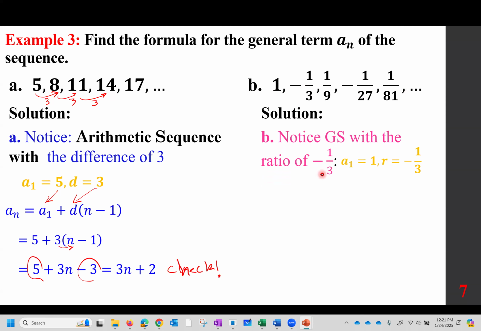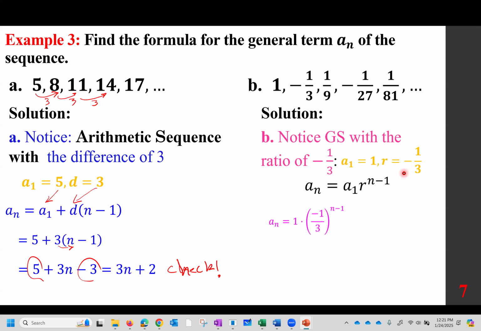So we are going to use the general term a sub n equals a sub 1 r to the power of n minus 1. So we're going to use that. So replace the a sub 1 with 1 and r with negative 1/3.